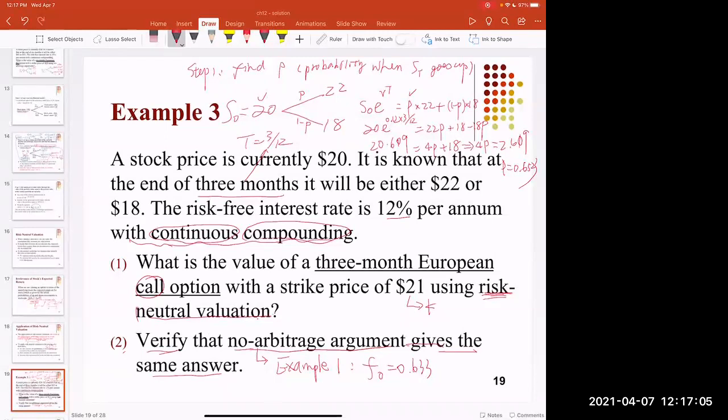So that's the first step. Find the probability when the stock price goes up. We call it the risk neutral probability. That's the first step based on the stock information. Okay. And step two.